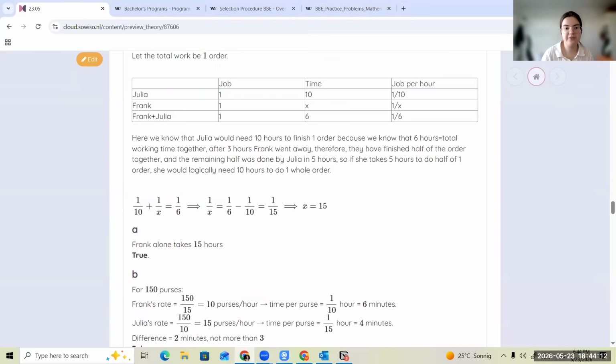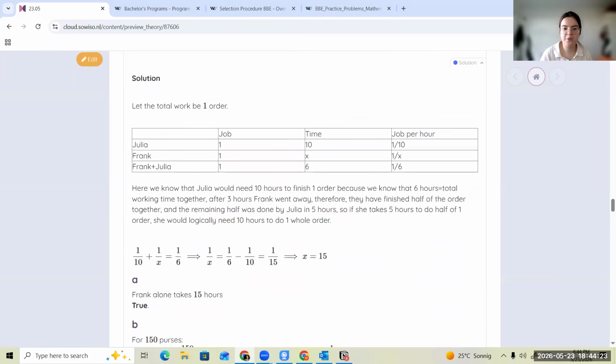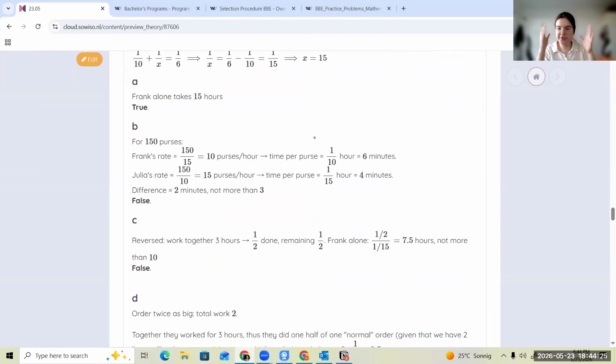Then for statement C, if it's reversed, so that Julia would feel sick and leave after 3 hours, Frank would need more than 10 hours to finish the order. So here we have the reverse situation. They have done together in the 3 hours 1/2 of the order. The remaining half is left. If Frank needs to do half of the order with his productivity 1/15, he needs 7.5 hours, not more than 10. That's less than 10, therefore the statement is false. Because now you only do 1/2 of the job, and the productivity rate is still the same. It doesn't change. It's 1/15. So you get 7.5 hours.